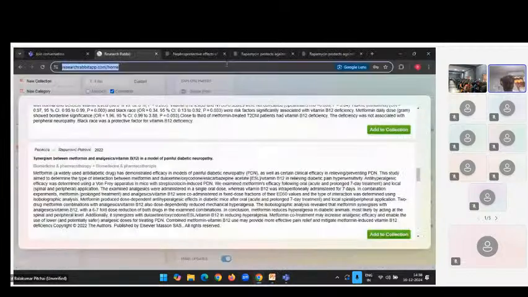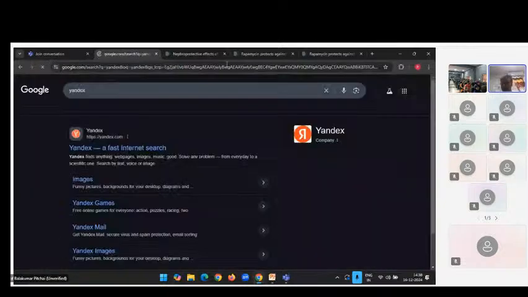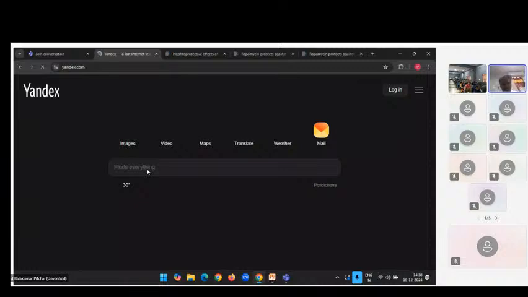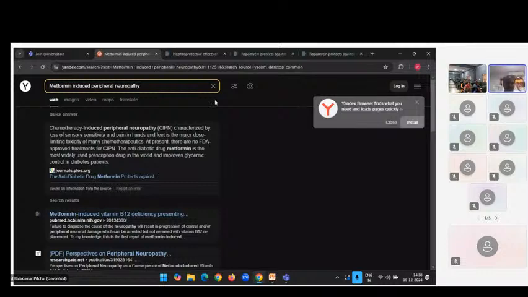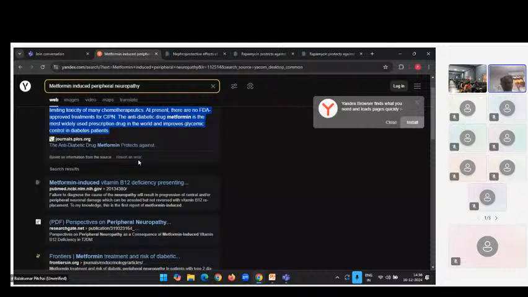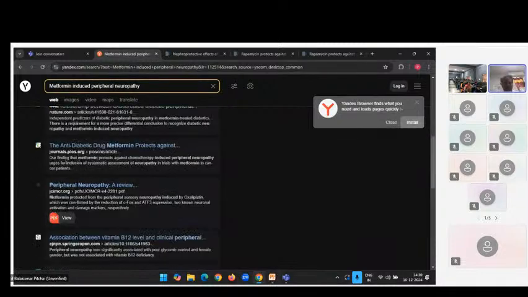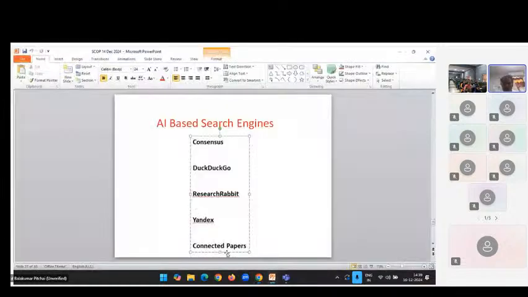Then Yandex. Yandex is from Russia, one of the search engines that is playing a major role. Now, metformin induced peripheral neuropathy. Just see here, chemotherapy induced. See, some small paragraph gives some explanation. Then all the articles which are relevant to the search item you have entered. So Yandex also you can use, and it also plays a major role.